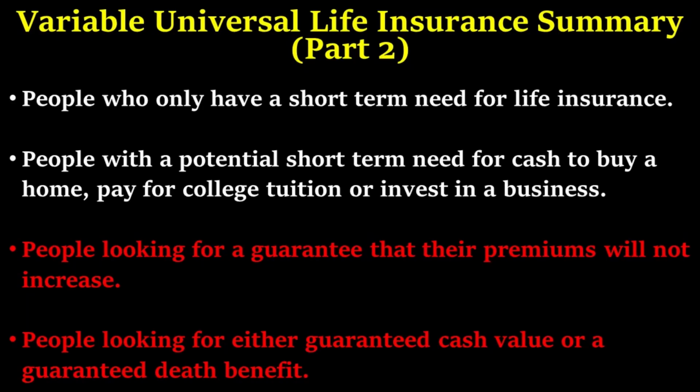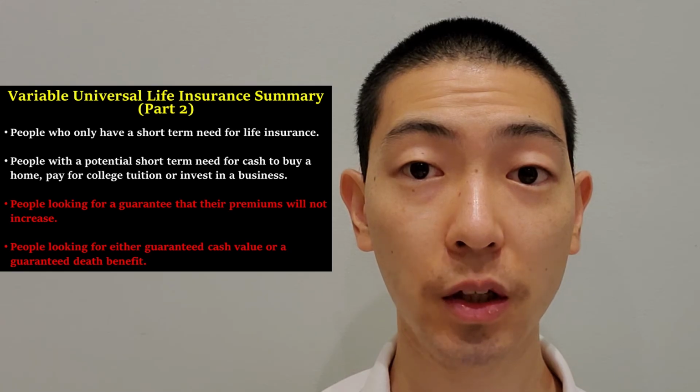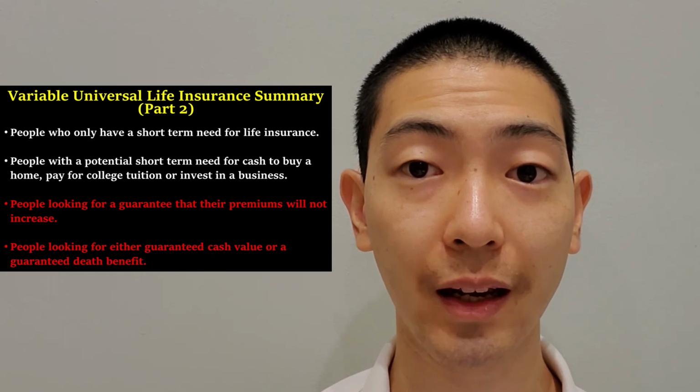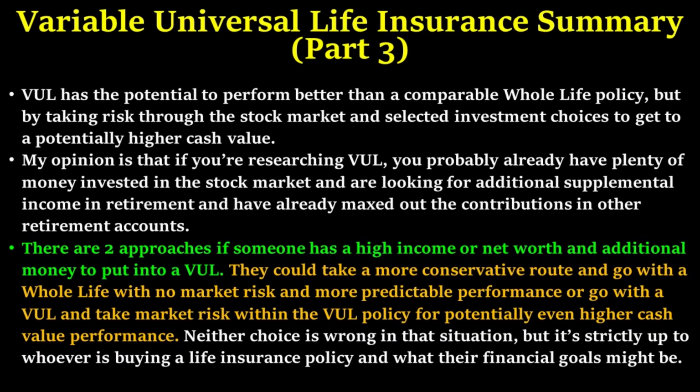It's not suitable for people who only have a temporary need for life insurance, people with a potential short-term need for cash to buy a home, pay for college tuition, or invest in a business. People looking for a guarantee that their premiums will not increase. People looking for either guaranteed cash value or a guaranteed death benefit. Variable universal life has the potential to perform better than a comparable whole life policy, but by taking risk through the stock market and selected investment choices to get to a potentially higher cash value.